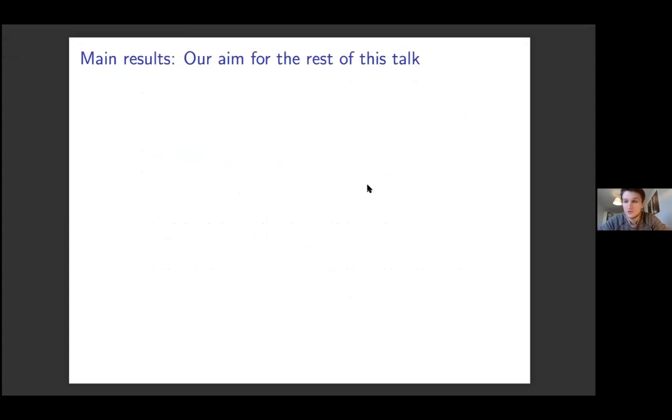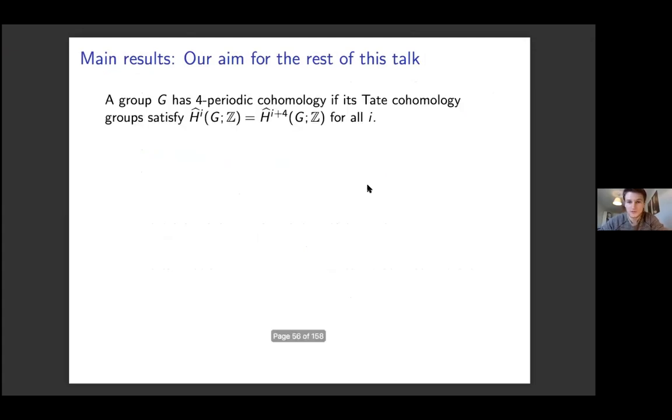So I've spoken about 2 problems now, 2 complexes and 4 manifolds. What will our aim be for the rest of the talk? The aim for the rest of the talk will be partly aimed at the specific case of groups. Okay, so a group G has 4 periodic cohomology if its Tate cohomology groups are basically 4 periodic. So if it satisfies this for all i.